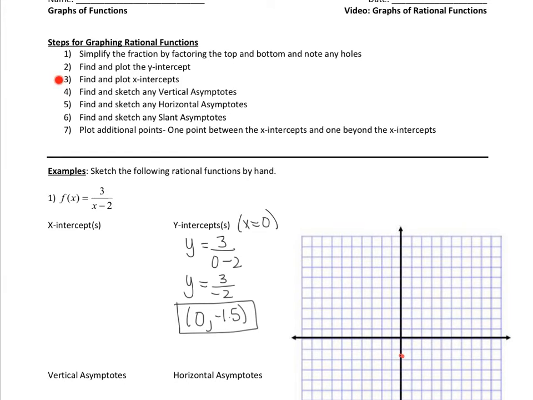Now it says to find and plot the x-intercept. So an x-intercept occurs when y is 0, or in other words, when f of x is 0. So 0 equals 3 over x minus 2. Cross multiply, 0 times x minus 2 is 0. 0 equals 3 doesn't really make any sense, so we reject. That means there are no x-intercepts.